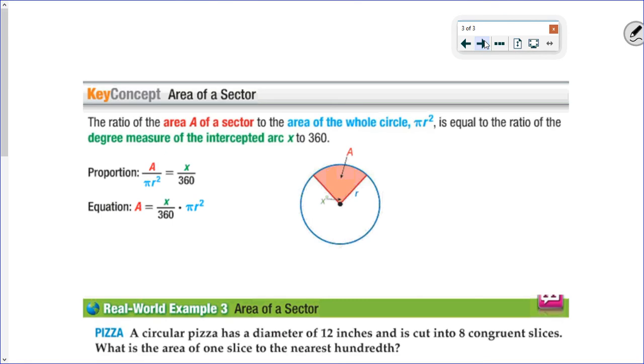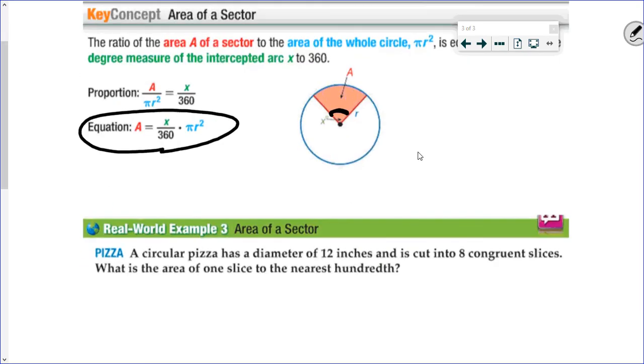Next, we're going to look at sectors. Similar to arc length, which is a portion of the circumference, a sector is a portion of the area, defined by x being the measure of the central angle. I'll give you this equation: area equals x, the measure of the central angle, divided by 360 times pi r squared. It's that part of the entire area.